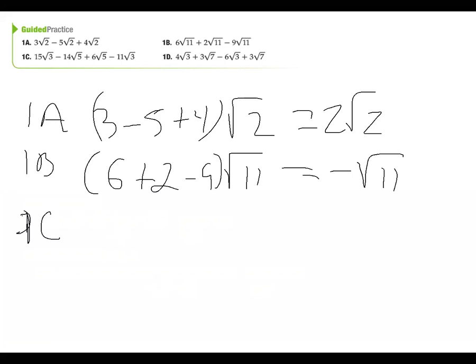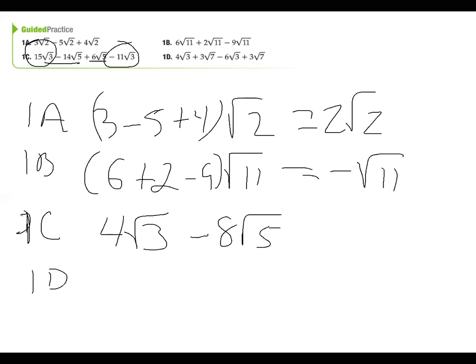So 1c, I like to look for my like terms. So 15 square root 3 minus 11 square root 3, 15 minus 11 would give you 4 square root 3. And then negative 14 plus 6 would give you negative 8 square root of 5. 1d, put the square root of 3's together first. So 4 minus 6 would give you negative 2 square root 3. And then 3 square root 7 and 3 square root 7 would give you plus 6 square root 7. Okay?